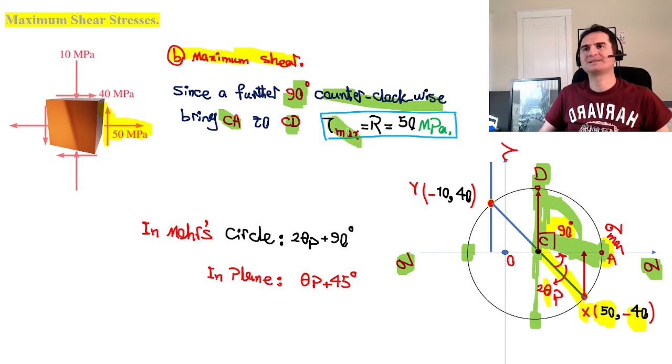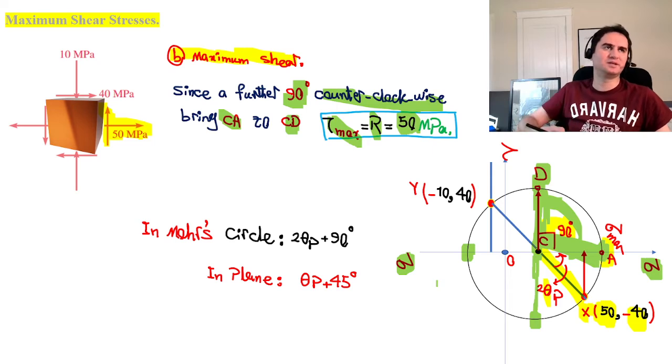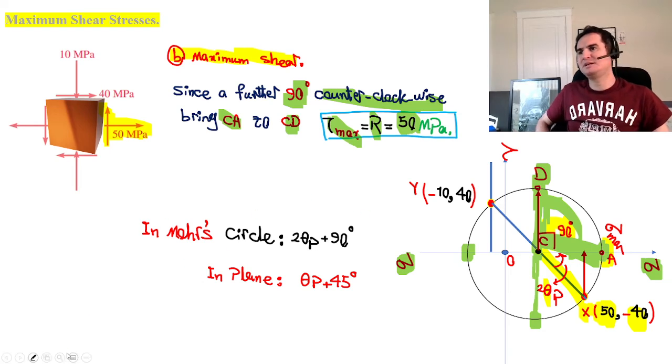So tau max is equal to the radius, and we calculated in the previous step that the radius is 50 megapascal. And in the Mohr circle, 2 theta p plus 90 degrees, if you want to translate it to the 2D plane, goes by half. That's theta p plus 45.